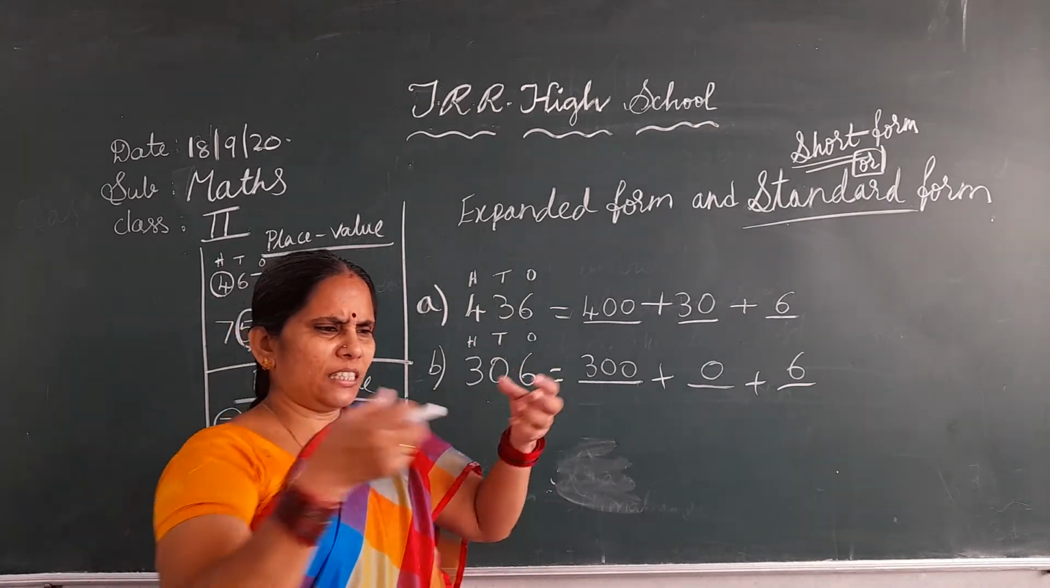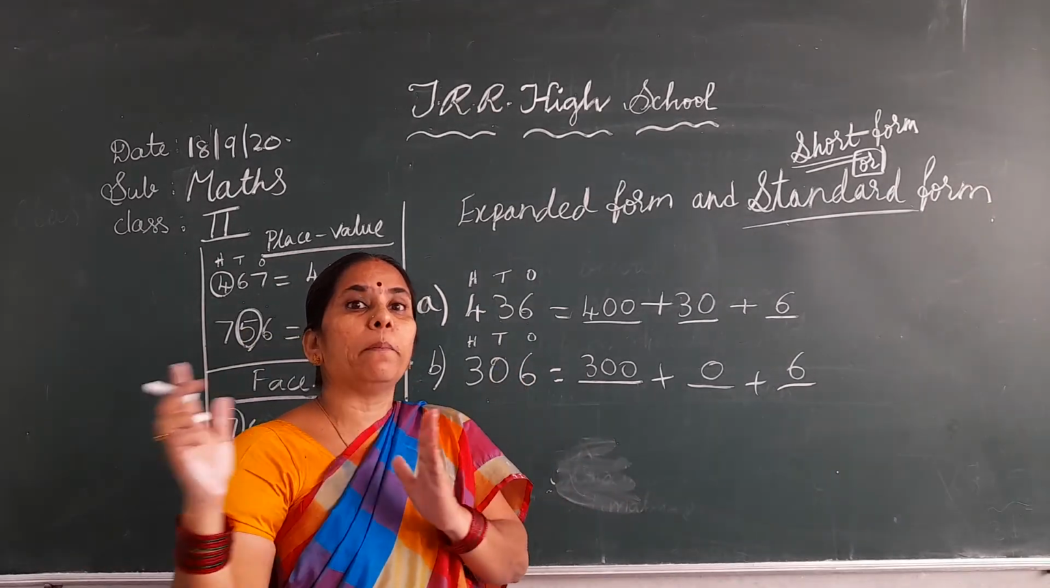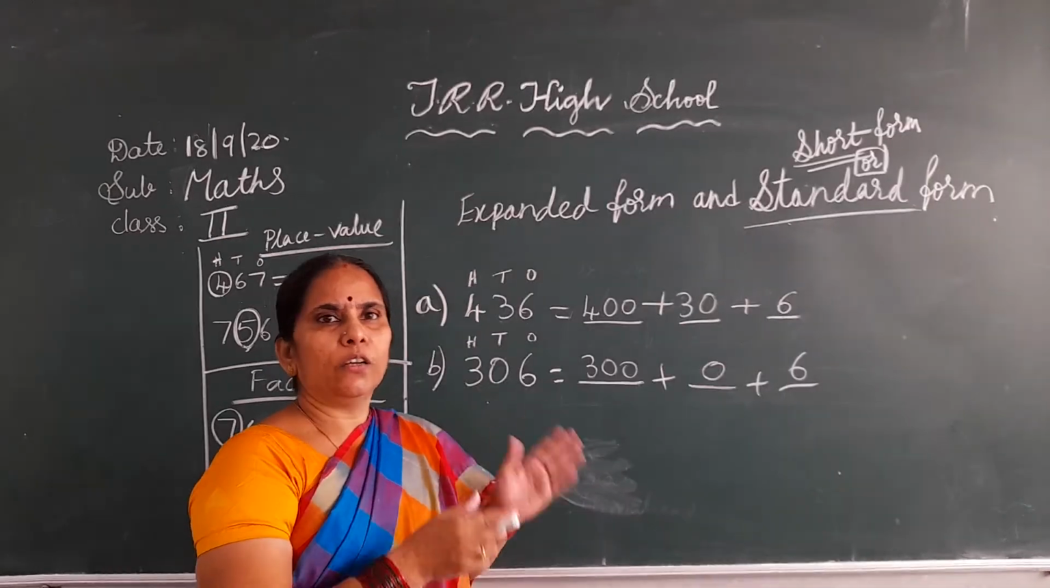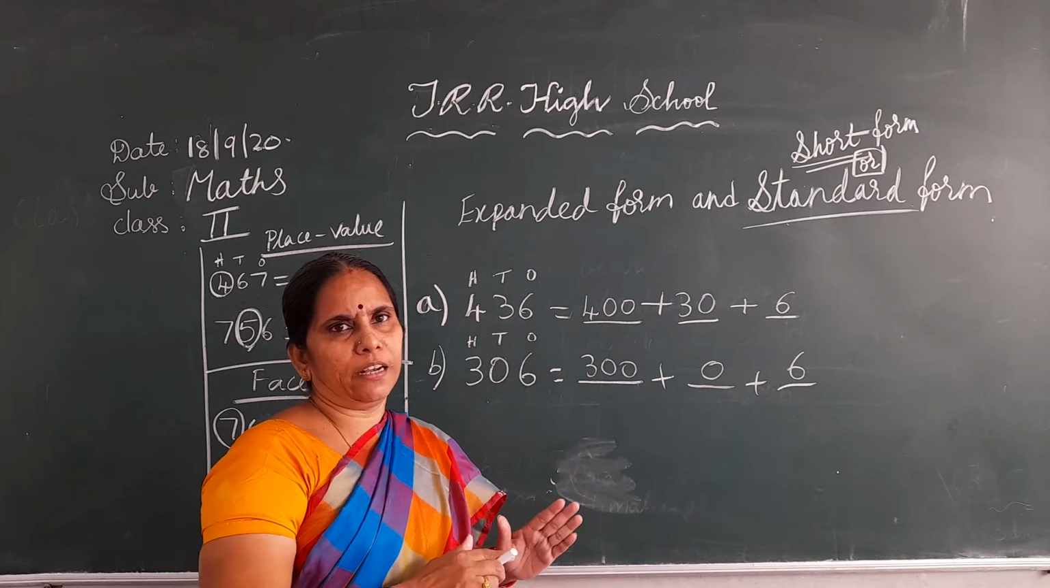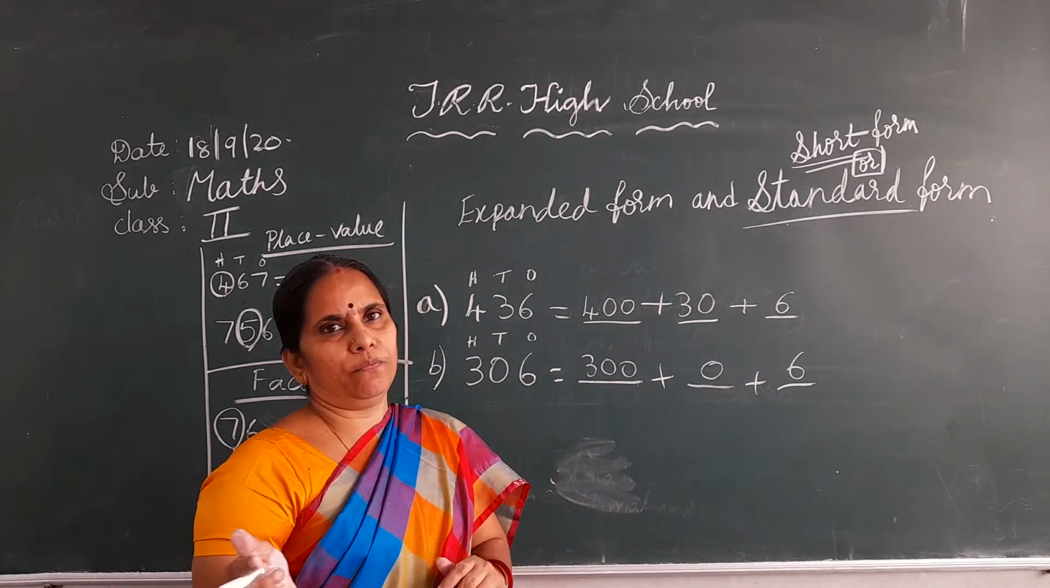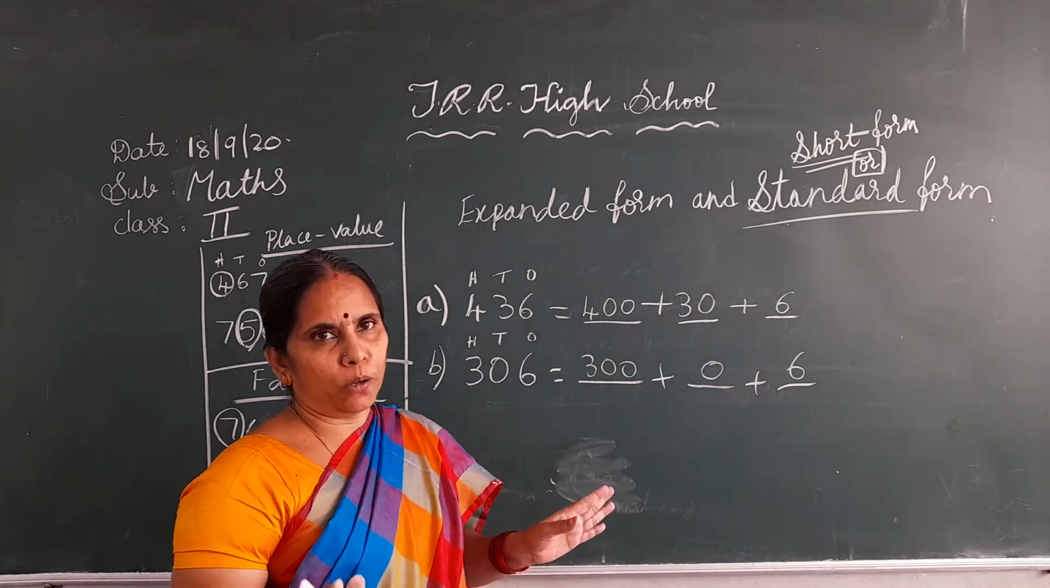Expanding means you just expand it. Write the separate place values. In the hundreds place you write hundreds. If 3 is there in the hundreds place, 300. 4 is there in the tens place, 40. 5 is there in the ones place, 5. That is the expanded form.